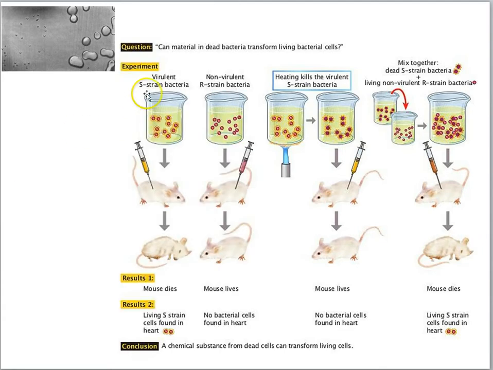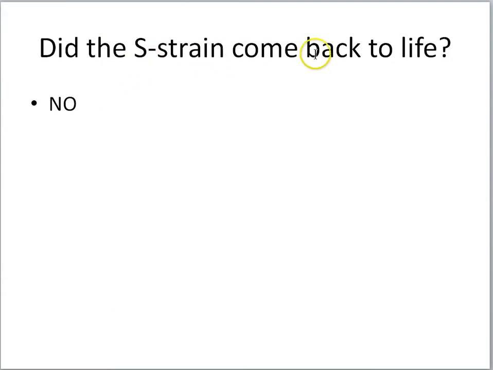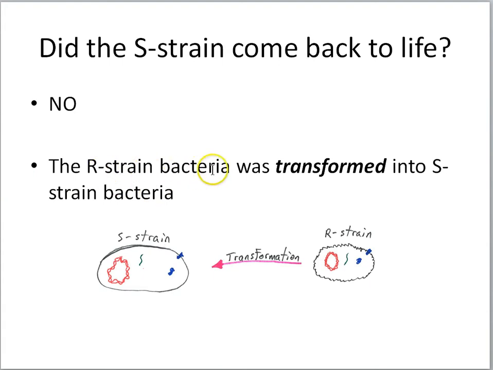So let's step back a second. The S strain can kill the mice. The R strain doesn't kill them. Heat-treated dead S strain bacteria do not kill the mice, but dead S strain plus living R strain does kill the mice. Now, did the S strain somehow come back to life in that mixture? No, said Griffith. Rather, what he thought was happening was the R strain bacteria was being transformed into the S strain bacteria. So something from the dead S strain bacteria was getting into the R strain bacteria and transforming them into deadly S strain bacteria.